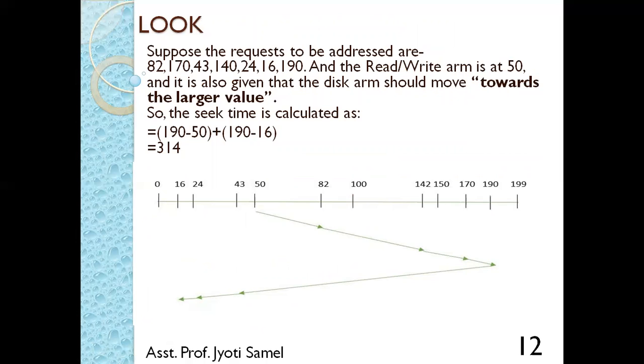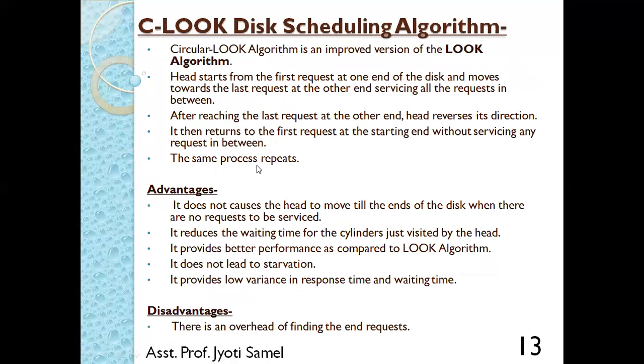Here we will see the same example but with the help of look algorithm. Our head position is at 50 and it is moving towards a larger value. Head is initialized at 50. It is moving till 190. Now again it is coming back and then it will move till 16. Here you can find out that it is moving in one direction, and 190 minus 50 plus 190 minus 16 is equal to 312.